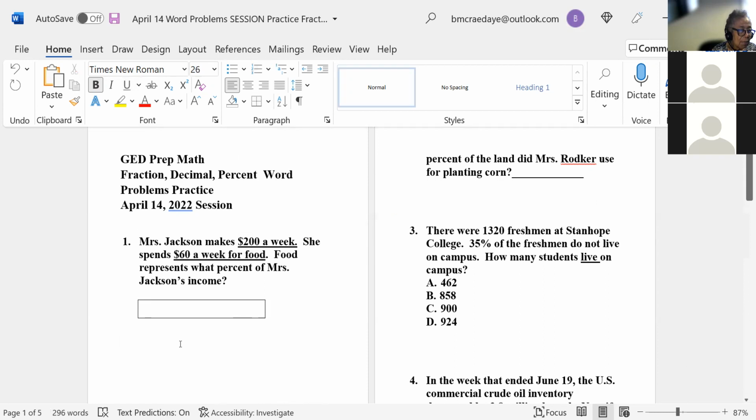60 by 200. You divide 60 by 200 to get a percent. You got 3%? What's 60 divided by 200? 0.3. Right.